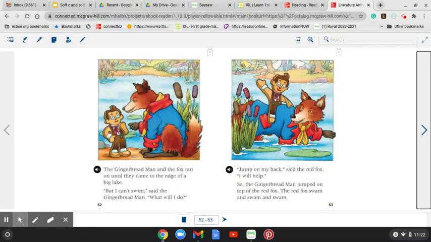Now put your fingers under the words and let's get ready to read. The gingerbread man and the fox ran on until they came to the edge of a big lake. "But I can't swim," said the gingerbread man. "What will I do?" "Jump on my back," said the red fox. "I will help." So the gingerbread man jumped on top of the red fox. The red fox swam and swam and swam.